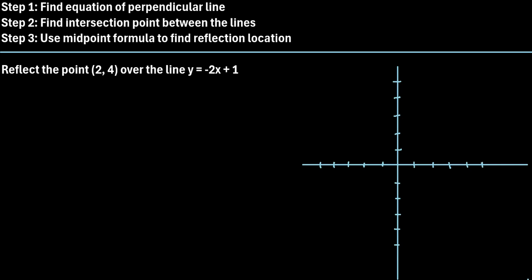In this video, we will talk about how to reflect a point over a line. So let's say that we would like to reflect the point (2, 4) over the line y equals negative 2x plus 1. So let's sketch this out really quick.